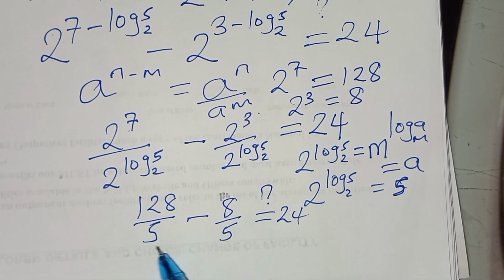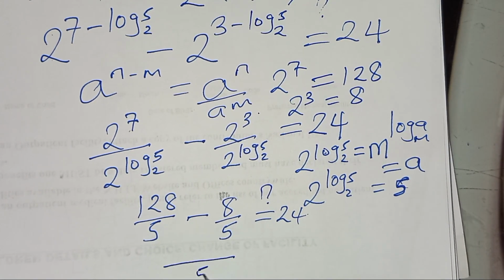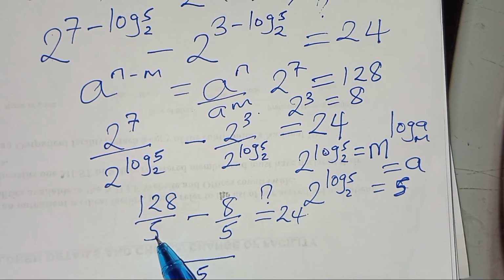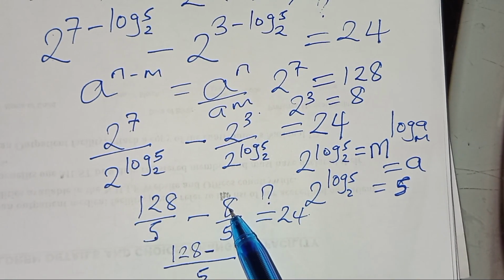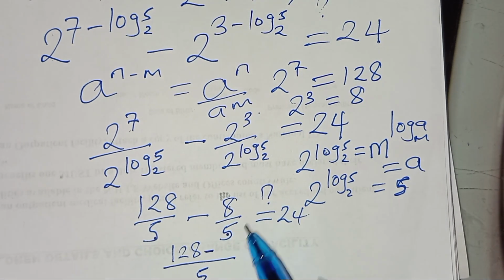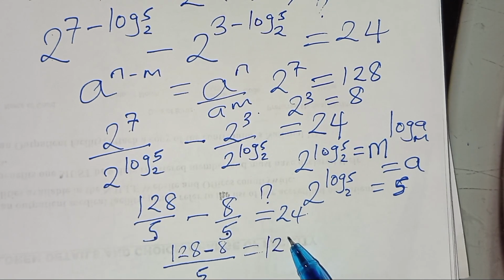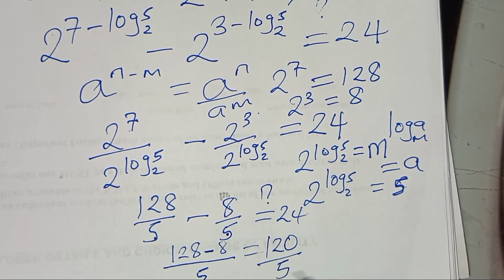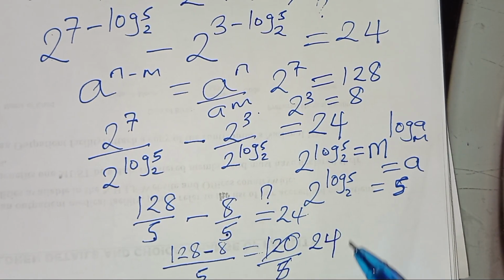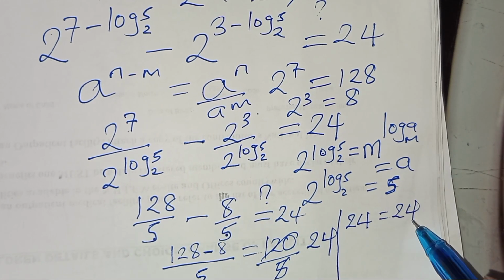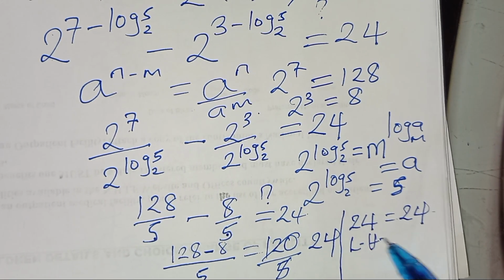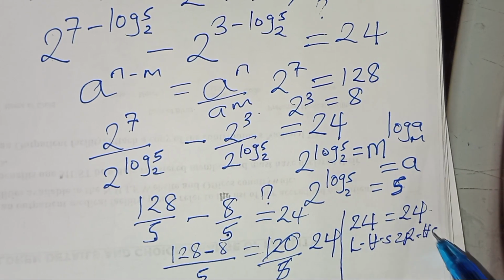Now, we have the LCM here as 5. So 5 divided by 5 is 1, times 128, so this is 128. Okay? Subtract 5 divided by 5 again is 1, times 8. This is 8. This is equal to 128 subtract 8, which is 120, divided by 5. So if you simplify here, this is basically equal to 24. And that means that the left hand side we have 24 is equal to the right hand side, which is 24. So the left hand side is equal to the right hand side.